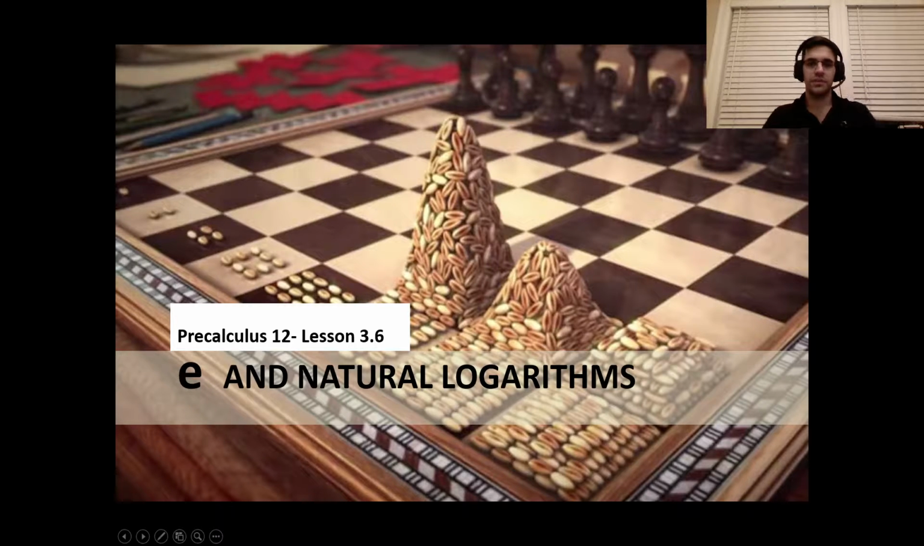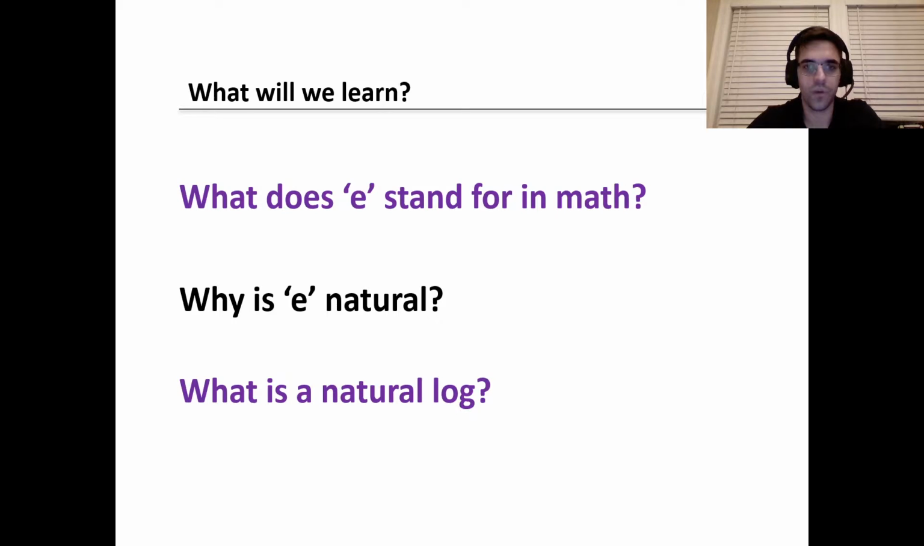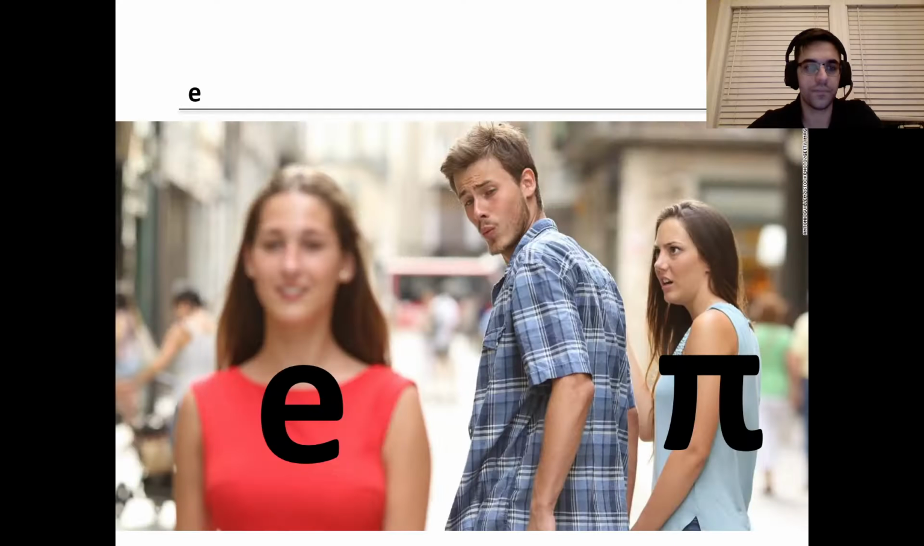So this is lesson 3.6 for our Precalc 12 class. The unit is called Exponential and Logarithmic Equations and Functions. Lesson 6 is called E and the Natural Logarithms. In this lesson, we're going to talk about what E stands for in math, why it is natural, and what a natural log is.